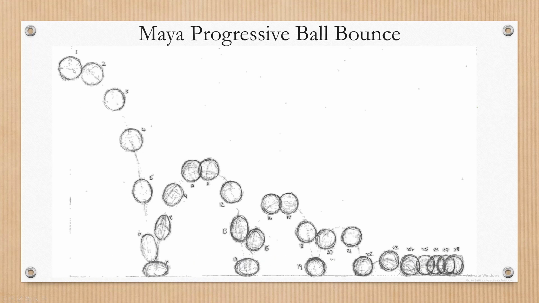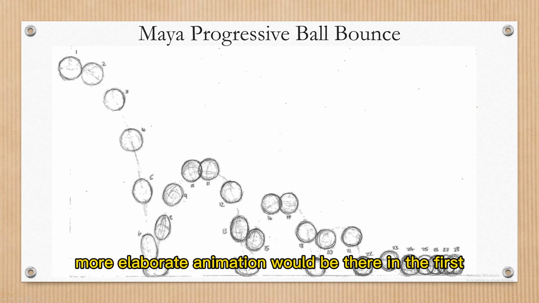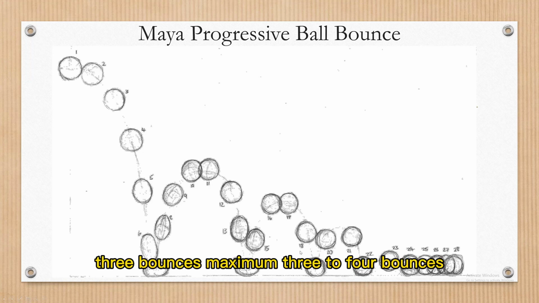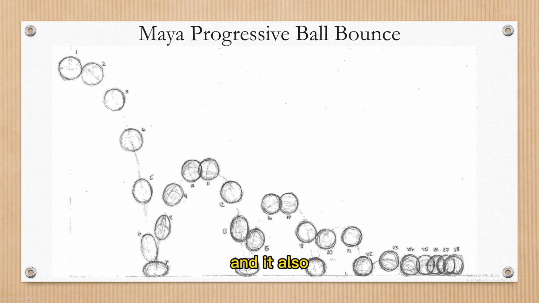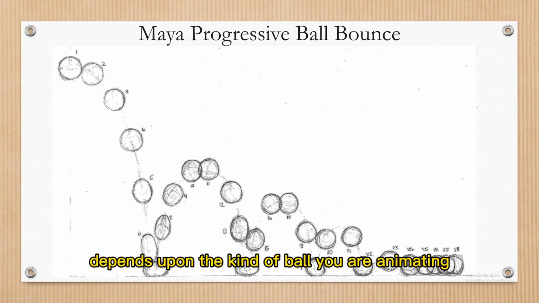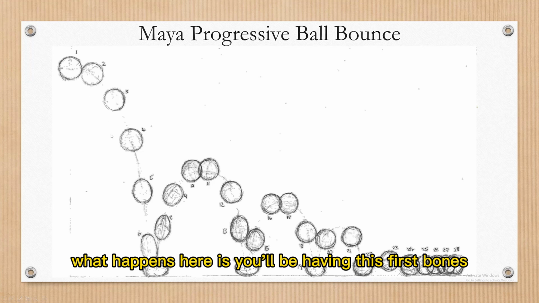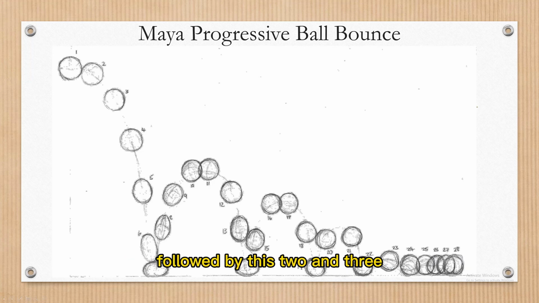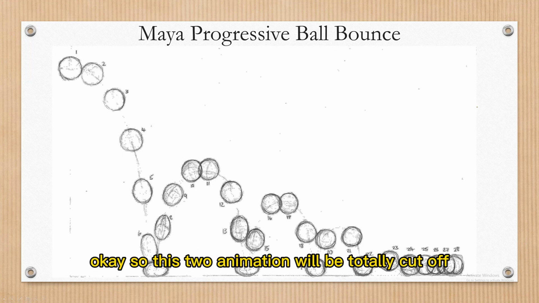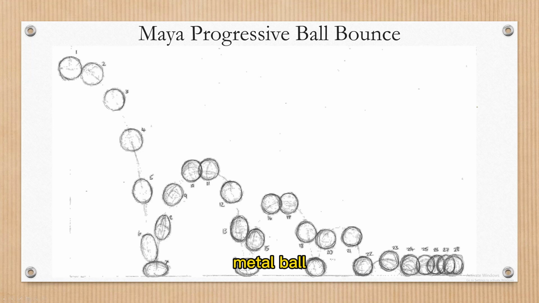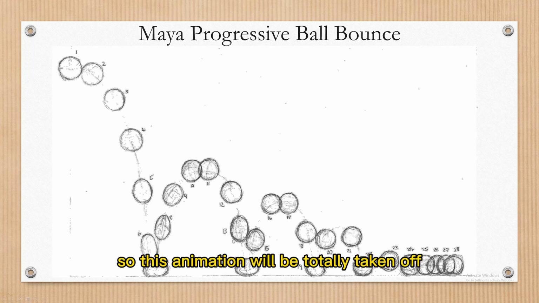More elaborate animation would be there in the first 3 bounces, maximum 3 to 4 bounces, and it also depends upon the kind of ball you are animating. For a metal ball, you will have this first bounce followed by this 2 and 3, so you will not have this animation at all. This animation will be totally cut off. A metal ball will not have a slow in, so it will come down very fast. It hits, goes up a little, comes down, and again settles down. So this animation will be totally taken off for a metal ball.